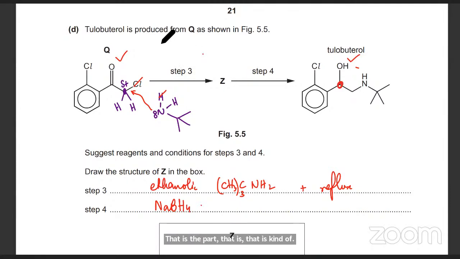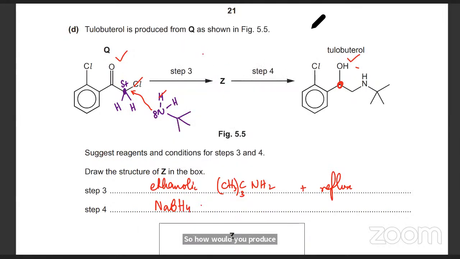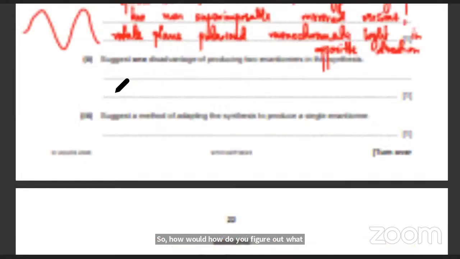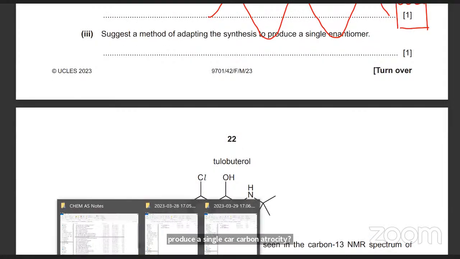So how would you produce a single enantiomer? That's the only part that's chiral, right? So that is reduction that's happening, simply reduction. So how would you figure out or how would you produce a single chiral carbon atom molecule? Now let me explain to you what's going to happen. Let me show you some slides.